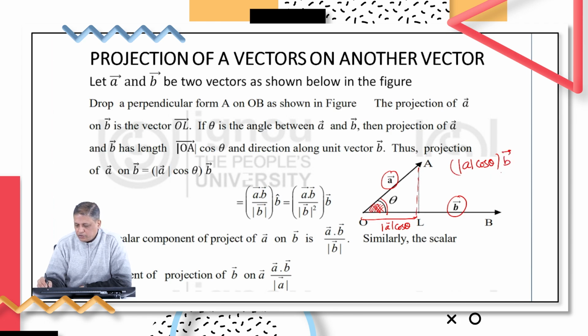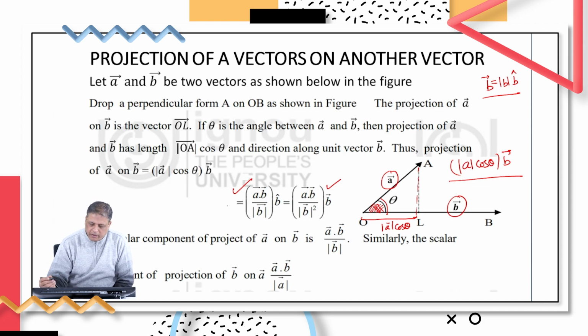So, and this will be simplified because we learned that the B vector is equal to magnitude of B into B unit vector. So, simplifying this expression, you will get A dot B upon magnitude of B into B unit vector, which can be simplified to A dot B into B vector upon magnitude of B square. So, you can simplify this by simple arithmetic.